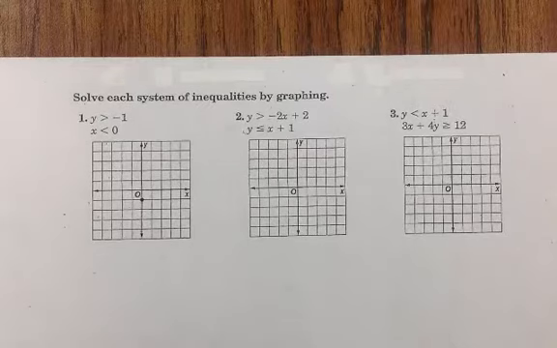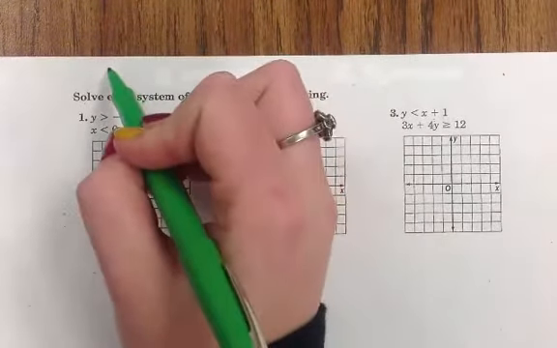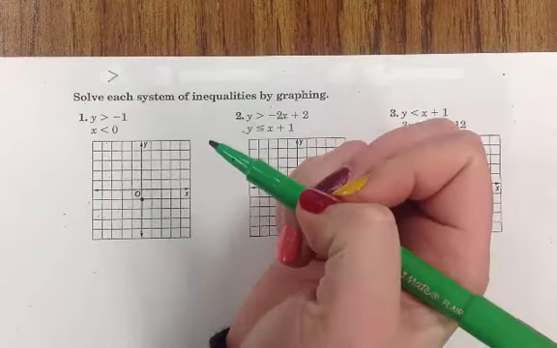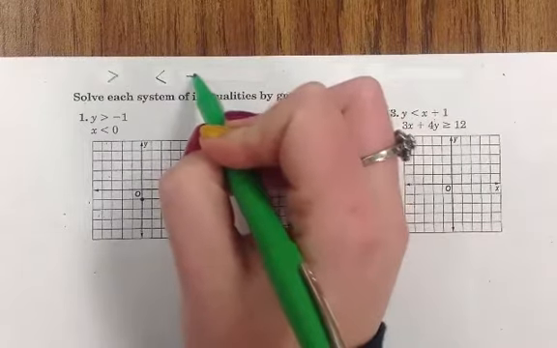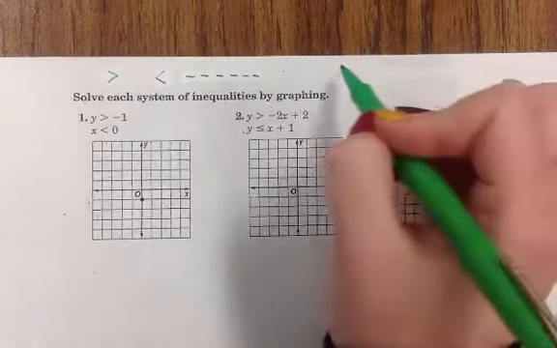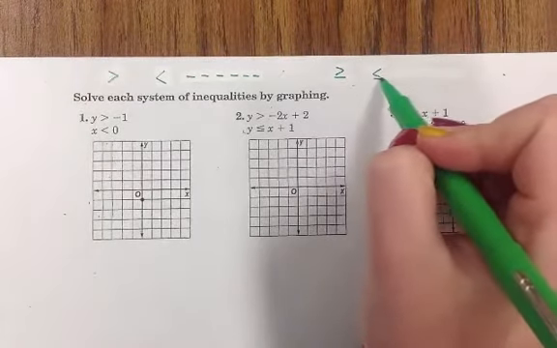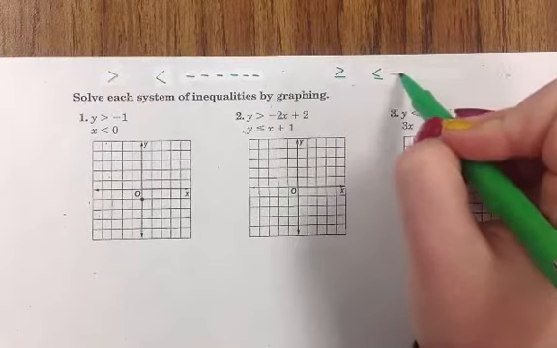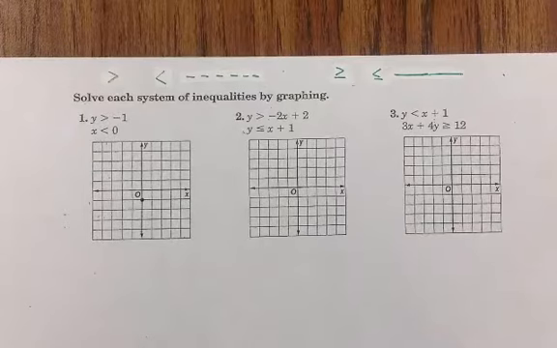In this video, we are going to practice some more with solving systems of inequalities by graphing. One thing I do want to remind you guys of is that whenever you have an inequality that is greater than or an inequality that is less than, you want to make sure that the line you draw in is going to be dashed. And if you have an inequality that is greater than or equal to, or an inequality that is less than or equal to, you want to make sure that the line you draw in is going to be solid. So let's look at number 1.